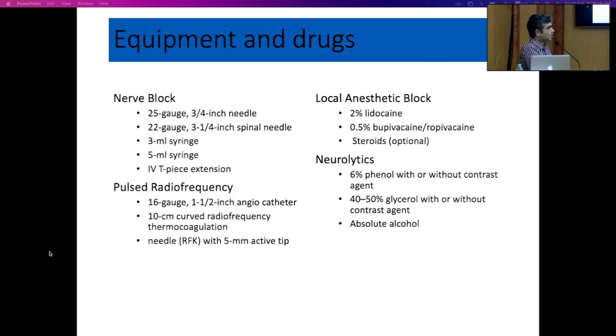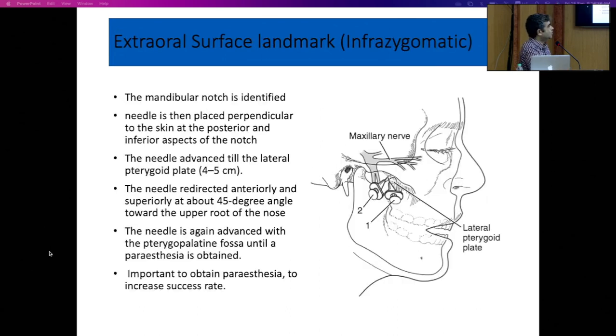So along with the long needles and syringes, if you are doing pulse radiofrequency, then a 5 mm active tip is desirable, and local anesthetic and neurolytics can be used. For neurolytics we mostly use 6% phenol and 40 to 50% glycerol or absolute alcohol. So first I am describing the infrazygomatic approach. There are two approaches for the maxillary: the infrazygomatic approach and the suprazygomatic approach.